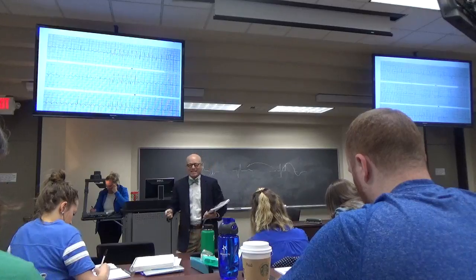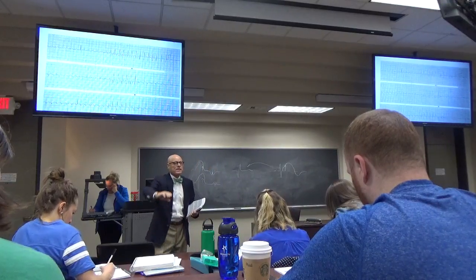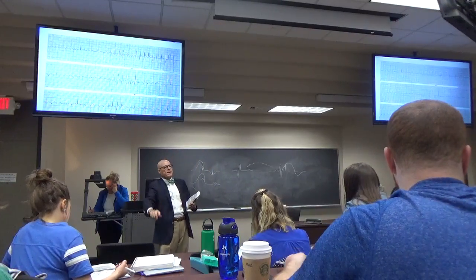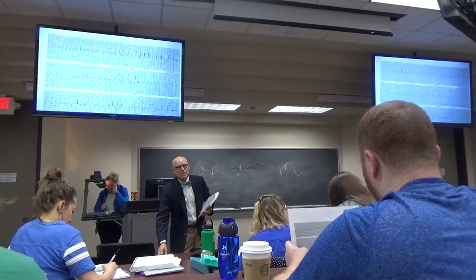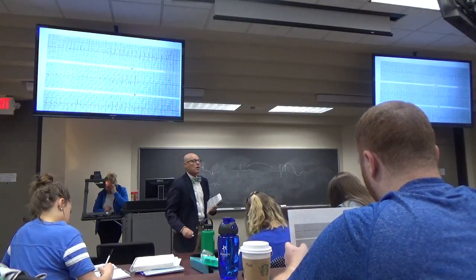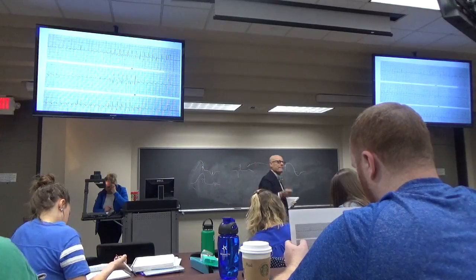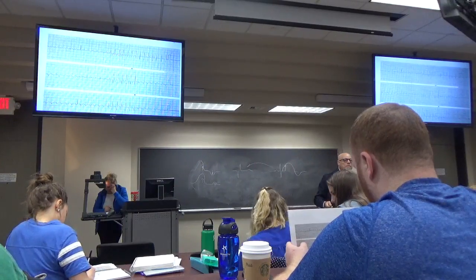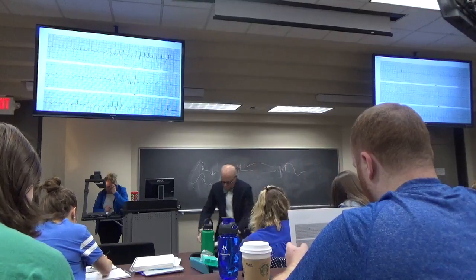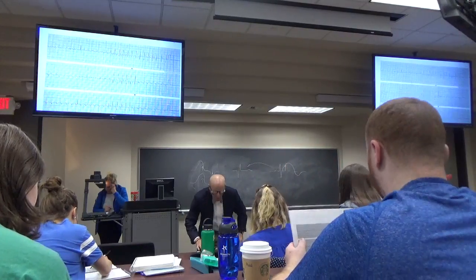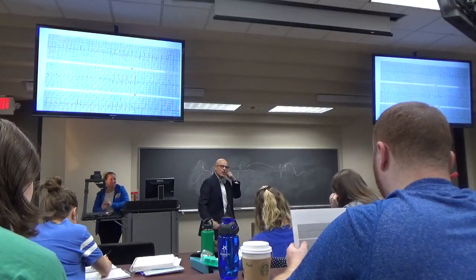I look at V6 for the right bundle. What do we see in V6? We see a big S wave. Is it there? Yeah, it's there. So this is the right bundle branch block with an anterior infarct. Yeah. How is there not an R wave in V1? What's the big thing coming up? The big thing? Oh, that's the R prime.